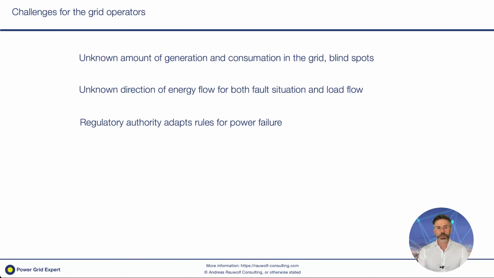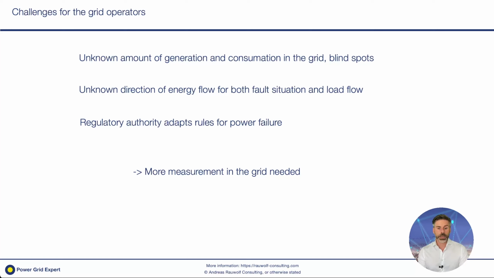The regulatory authority is typically adapting the regulations every few years, especially if we look here in Germany, but also in other countries. The outage time that is allowed without penalty is less and less by the year. So also here there's competition and challenges to reduce the power outage times.